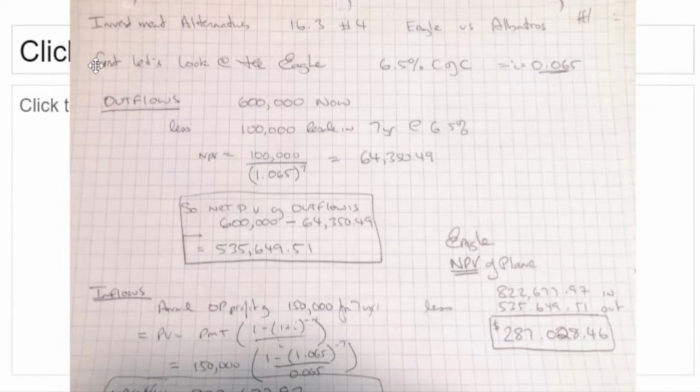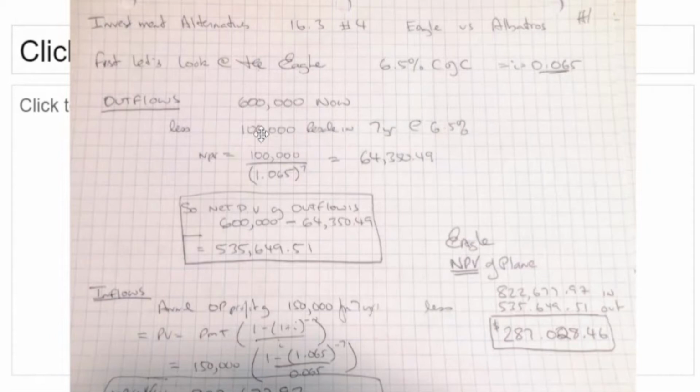We have, first of all, the Eagle. Let's take a look at the Eagle, and that's a 6.5% cost of capital, which is an I value of 0.065. So the outflows are $600,000 that has to go out now in order to pay for the plane. The resale value is $100,000 in 7 years at 6.5%.